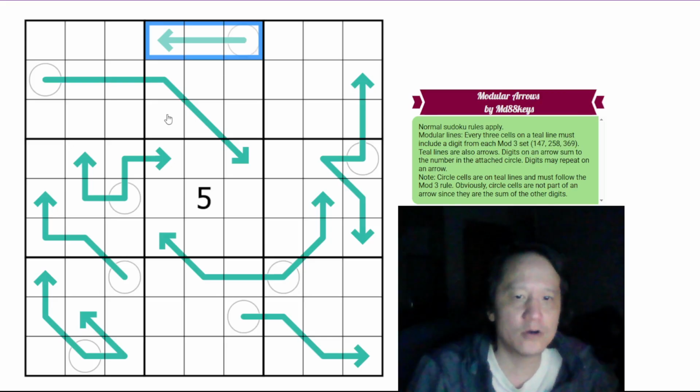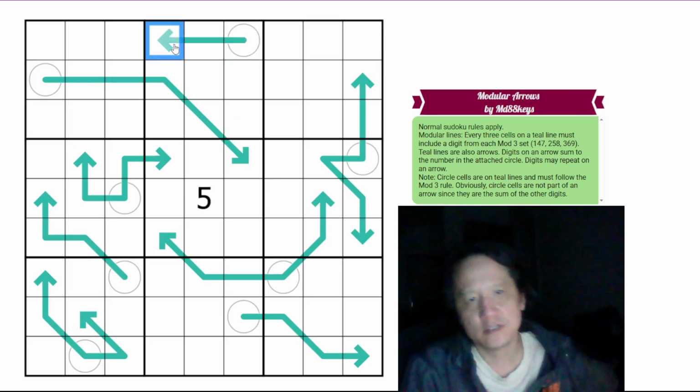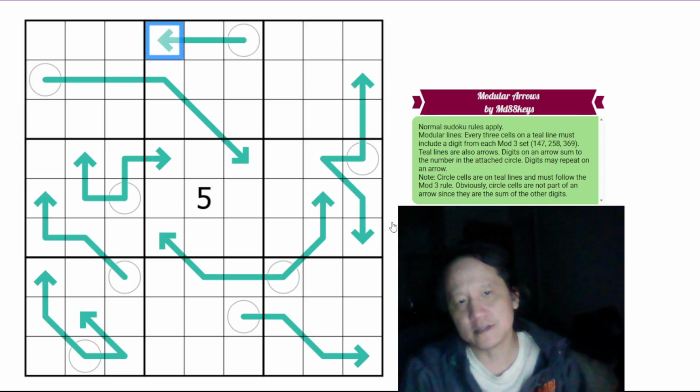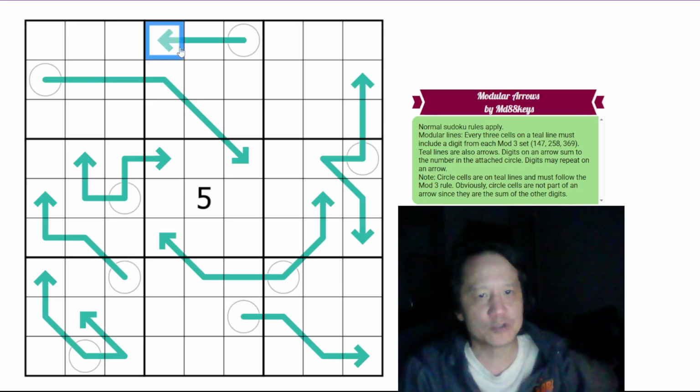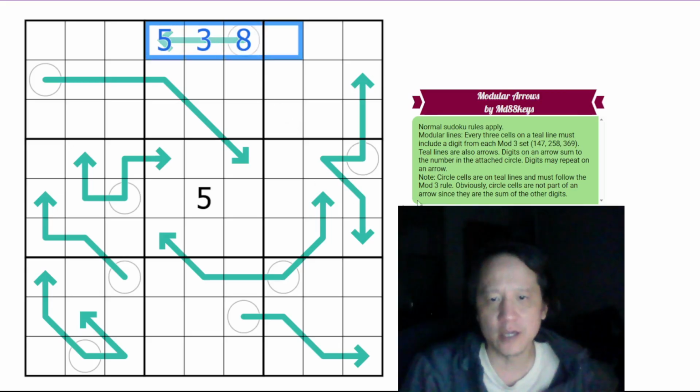Teal lines are also arrows. Digits on an arrow sum to the number in the attached circle. For example, these 2 digits must sum up to this digit. Let's just assume there was no modular line aspect. If this were, say, 5 and 3, this would have to be 8. But obviously, you also have to take into account the modular line aspect. But this is how a regular arrow works. And digits may repeat on an arrow.